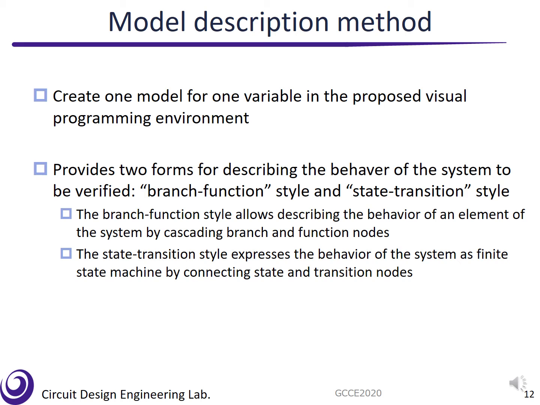The branch function style allows describing the behavior of an element of the system by cascading branch and function nodes. On the other hand, the state transition style expresses the behavior of the system as a finite state machine by connecting state and transition nodes.